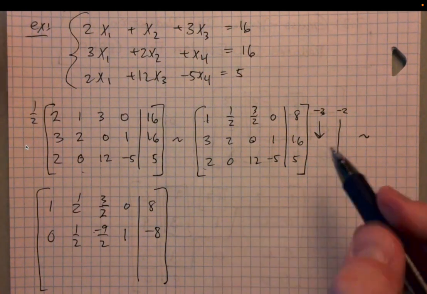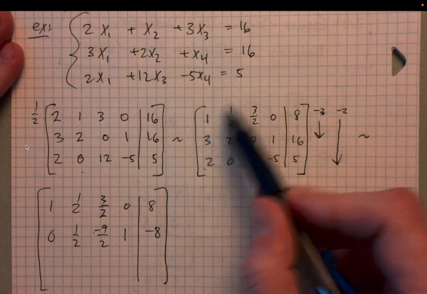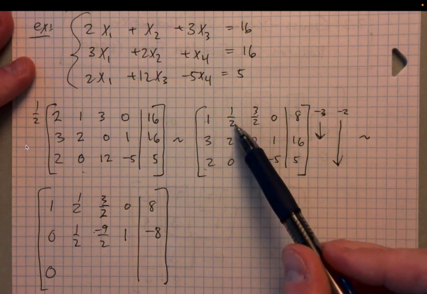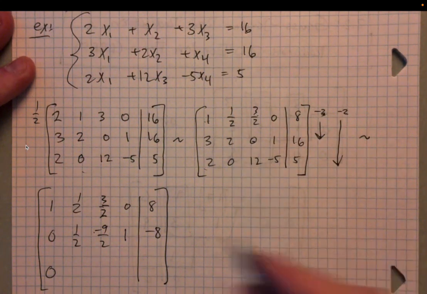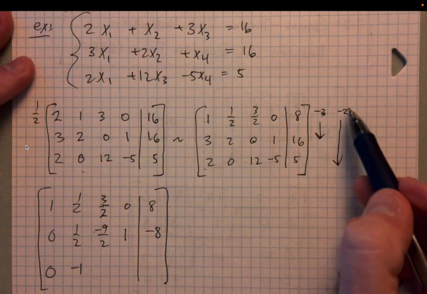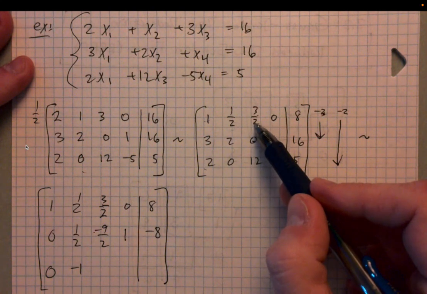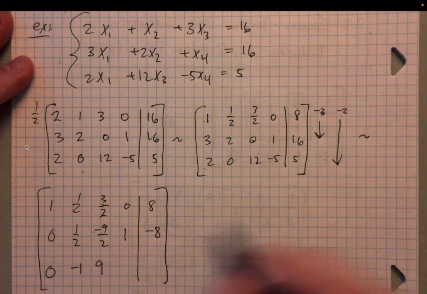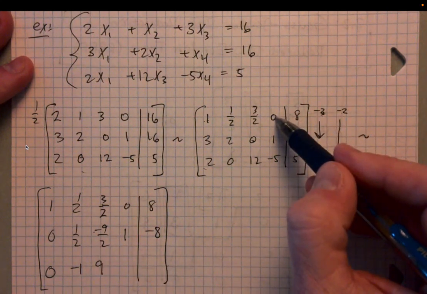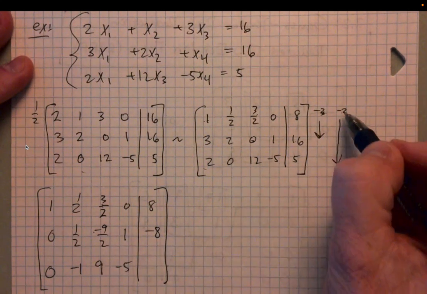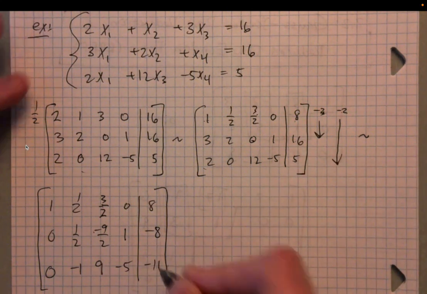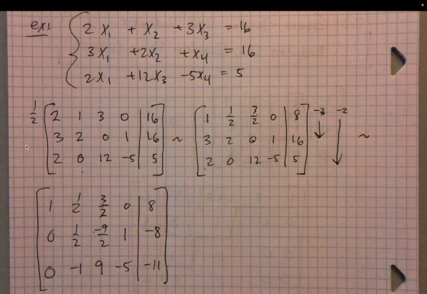Then we do the same thing with row 3. So negative 2 times 1 is negative 2, plus 2 is 0, of course. That's why we chose negative 2. Negative 2 times a half is negative 1, plus 0 is negative 1. Okay. Negative 2 times 3 halves is negative 3, plus 12 is 9. Negative 2 times 0 is 0, plus negative 5 is negative 5. Negative 2 times 8 is negative 16, plus 5 is negative 11. Okay, so that is our new row 3.